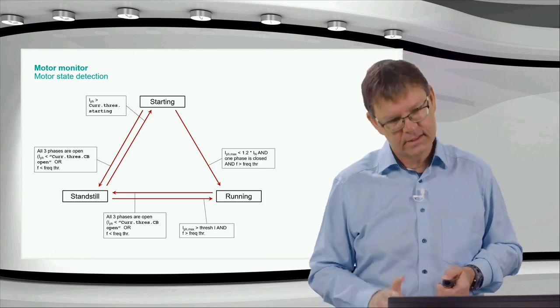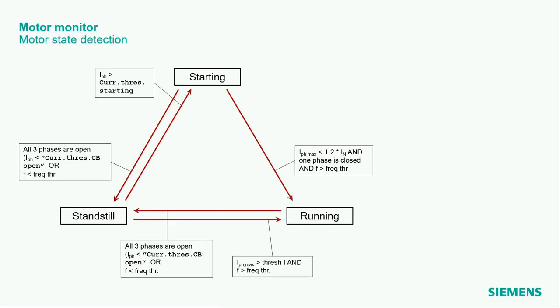Okay, and then we have a path from standstill to running. So how can this be? For example, if the motor is already running and the relay is switched on, then the relay can detect that the motor is running, because normally it will start up and wait and think the motor is at standstill. And if then there's current measured and the motor is running, then we can also come here from standstill to running.